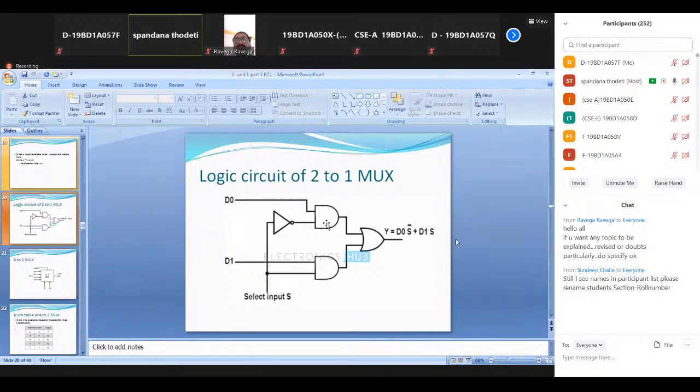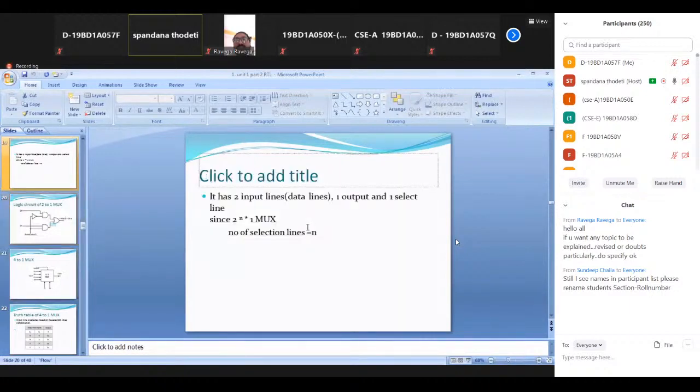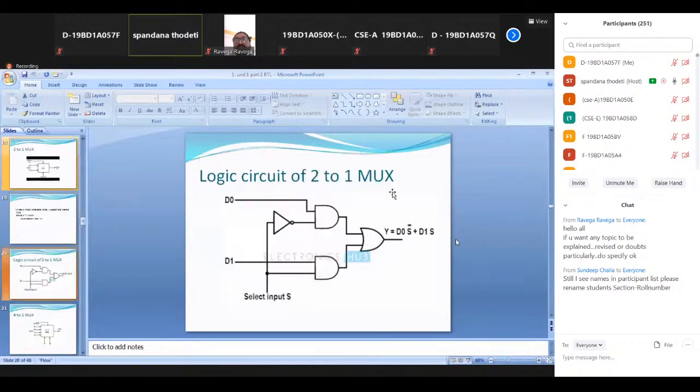As it is a 2 by 1 multiplexer, you have only 2 AND gates, right? What will be the output you get? I'll explain how you got this output: D0 S bar plus D1 S. That means the number of input lines is 2, D0 and D1, and the number of selection lines is 1. For a single selection line, how many values can you have? You can have 0 or 1. With a single selection line, you'll have only 2 values.